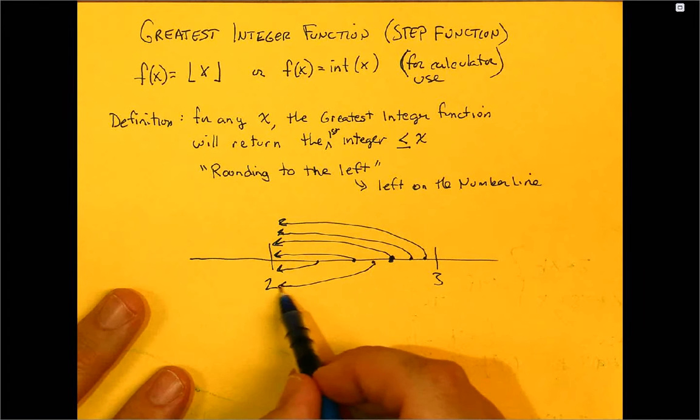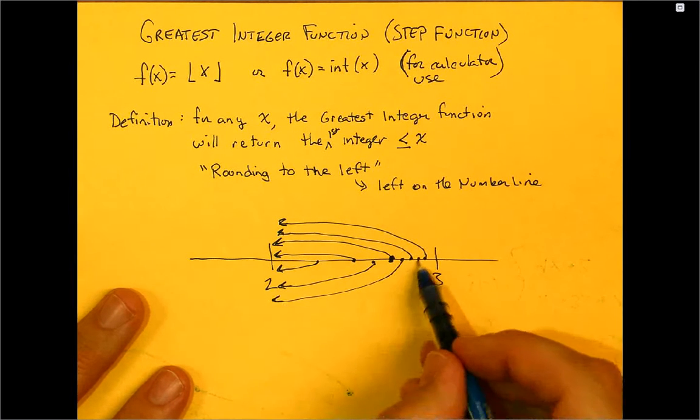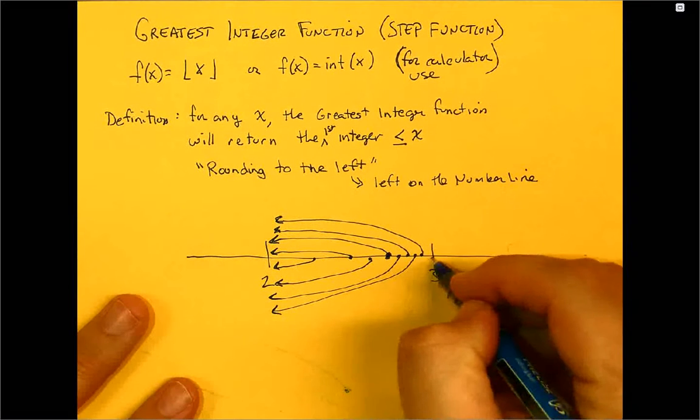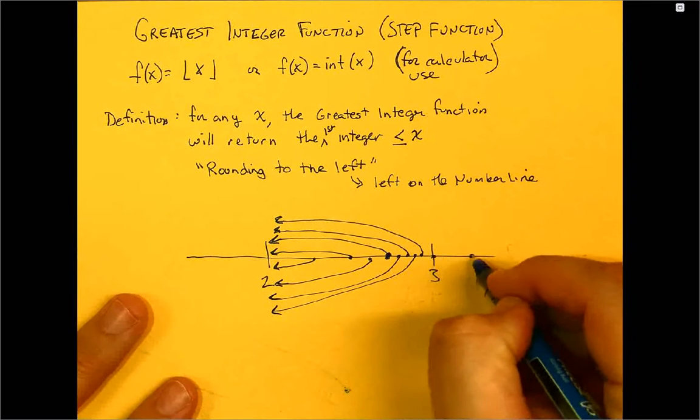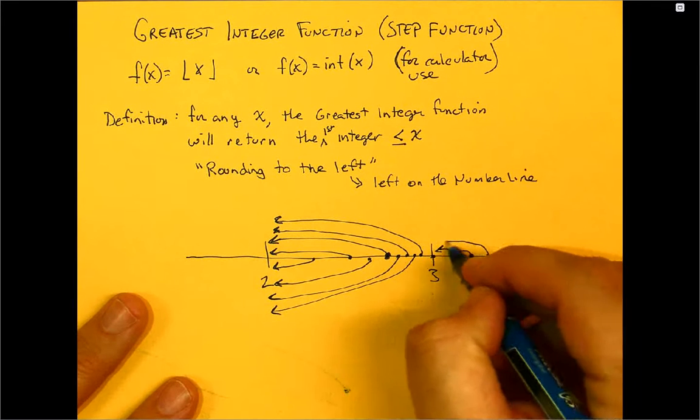As soon as I get to 3, though, it stays at 3, and then I take a number over here, it's going to round right down to 3. Any number between 3 and 4 is going to go right down to 3. But as soon as it gets to 4, it stays at 4.